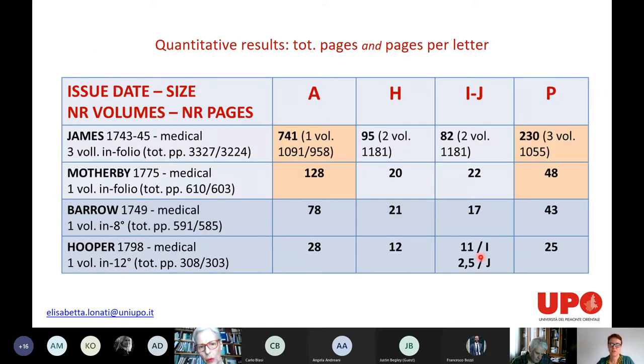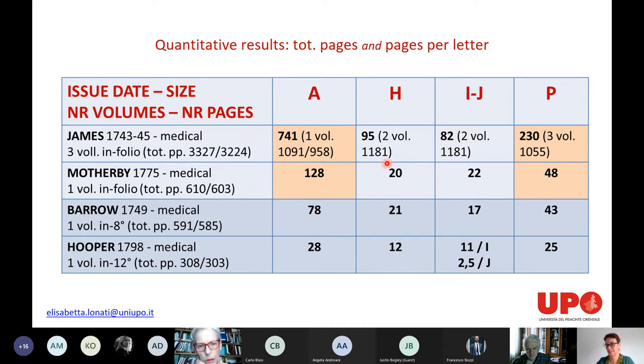Now, just to have a look here, to mark the difference in numbers, I focused on five letters at the very start of the dictionaries, at the end of them, and midway. Why? This is a lexicographic technique to analyze dictionaries, because actually at the very start compilers tend to expand letters, and this is the case. The first volume of James' dictionary counts 741 pages for letter A out of 958.